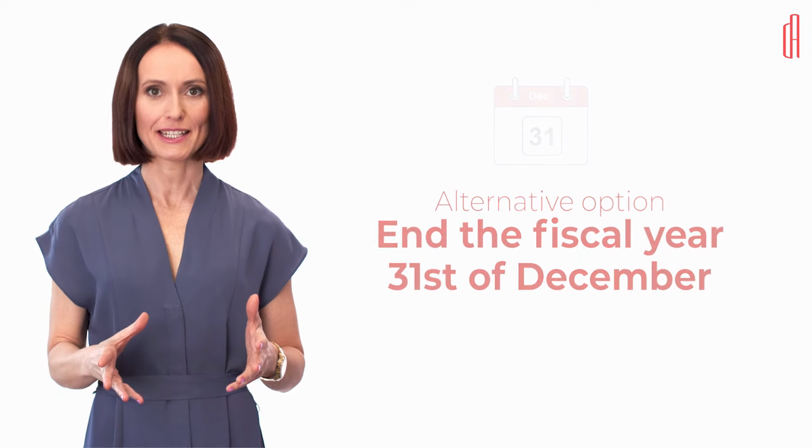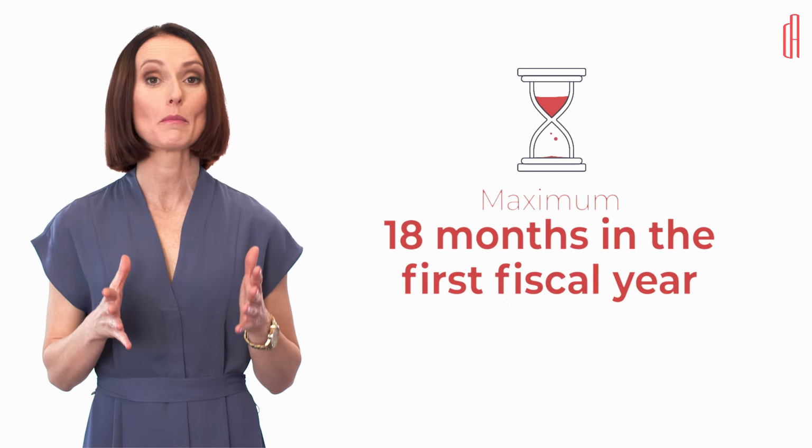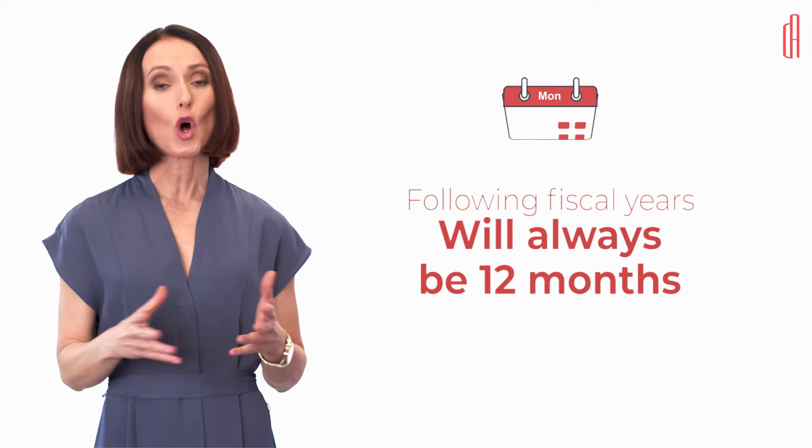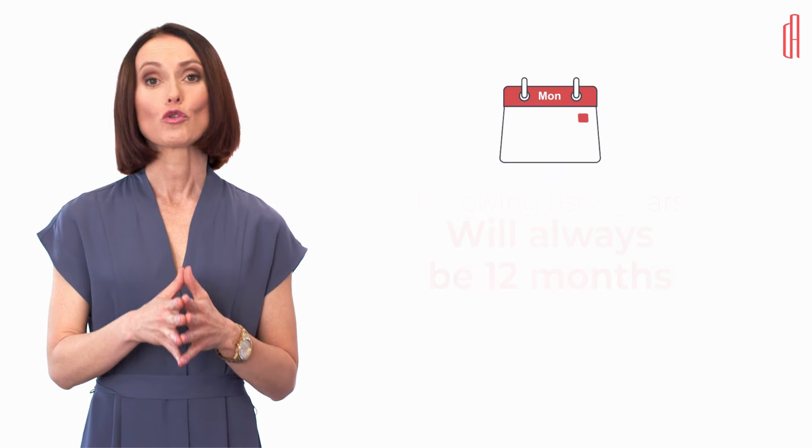Another option is for the first fiscal year to end on the 31st of December 2021, which is only 6 months. It's entirely up to you, but the maximum is 18 months in the first fiscal year. The following fiscal years will always be 12 months. If you choose to have 18 months in the first fiscal year, then the tax gets more complicated. You will then have a partial payment on November the 20th in the first year, and 2 more payments in March and November in the second year. These 3 payments will belong to the first fiscal year.